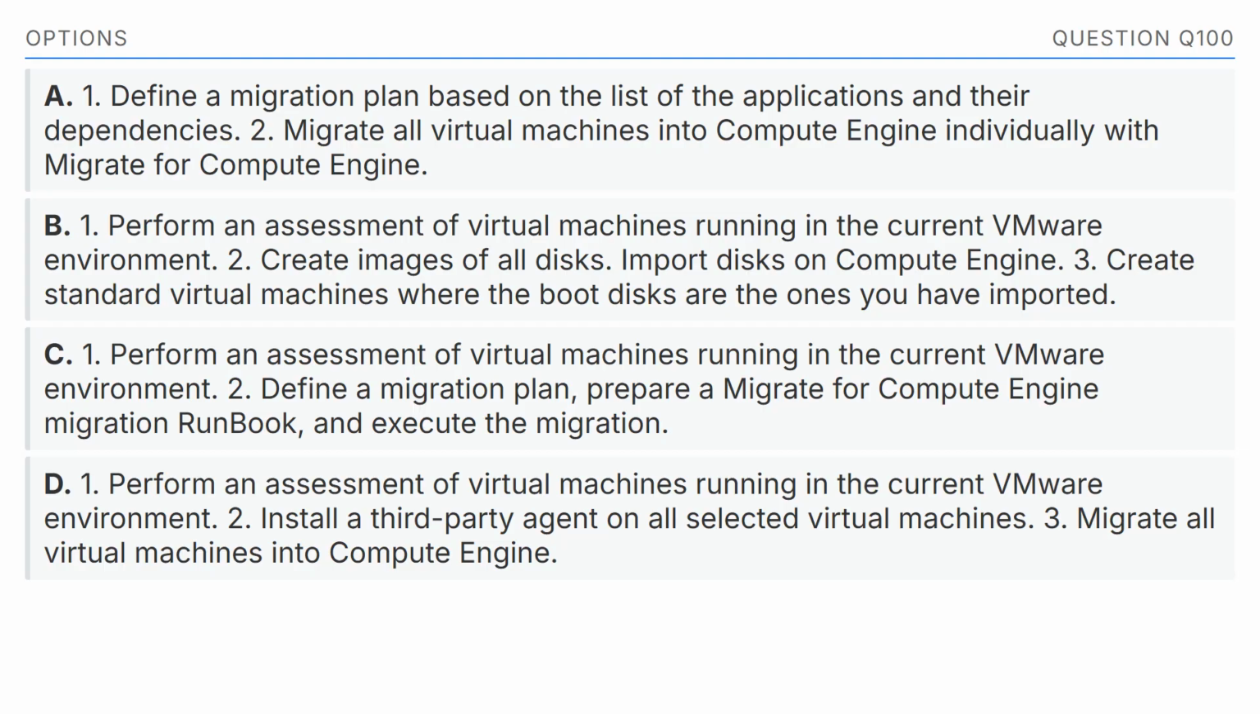Option C, 1. Perform an assessment of virtual machines running in the current VMware environment. 2. Define a migration plan, prepare a Migrate for Compute Engine migration runbook, and execute the migration. Option D, 1. Perform an assessment of virtual machines running in the current VMware environment. 2. Install a third-party agent on all selected virtual machines. 3. Migrate all virtual machines into Compute Engine.